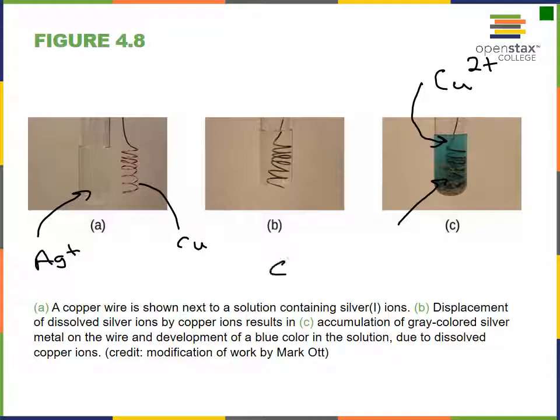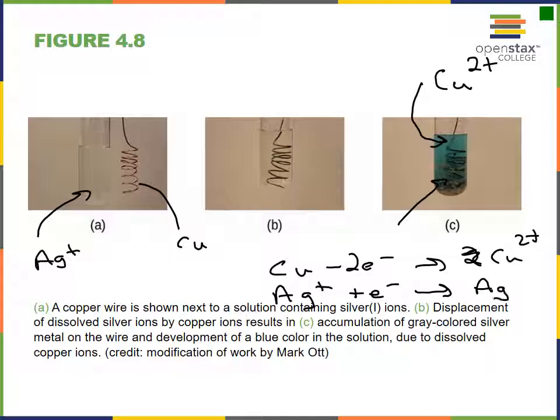And this is what's happening. Copper is losing electrons to make copper 2 plus, and that copper 2 plus is going into solution. The silver is going to gain those electrons. It's going to gain them right on the top of the copper, where the copper is losing and making Ag plus. Now this is displacing the copper on this piece of copper wire. And we're going to get a nice redox reaction. Silver is being reduced, copper is being oxidized.